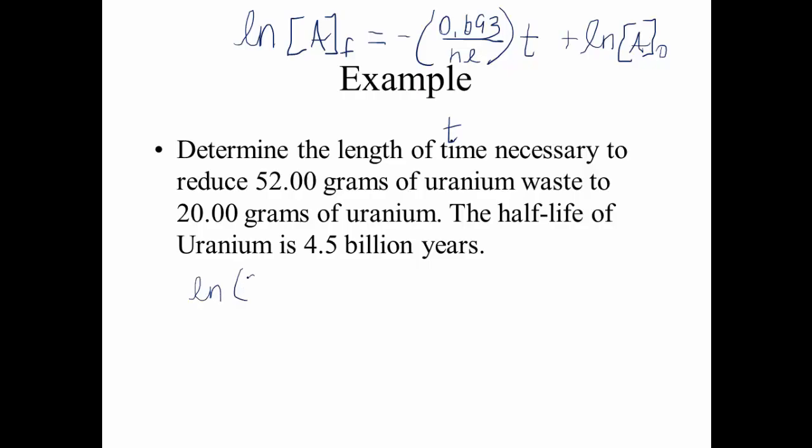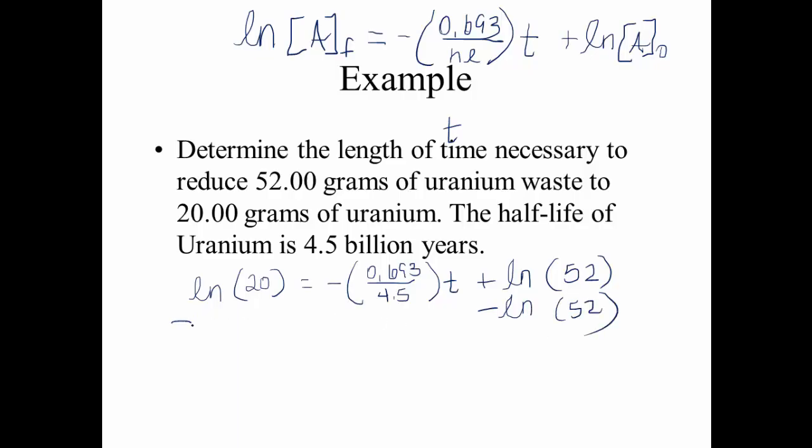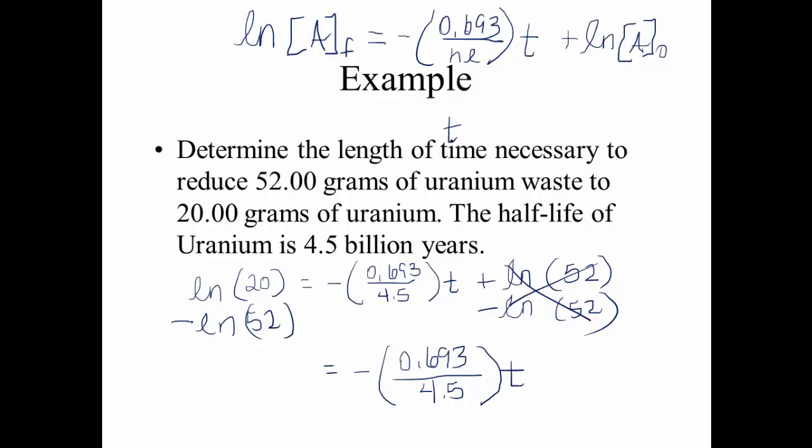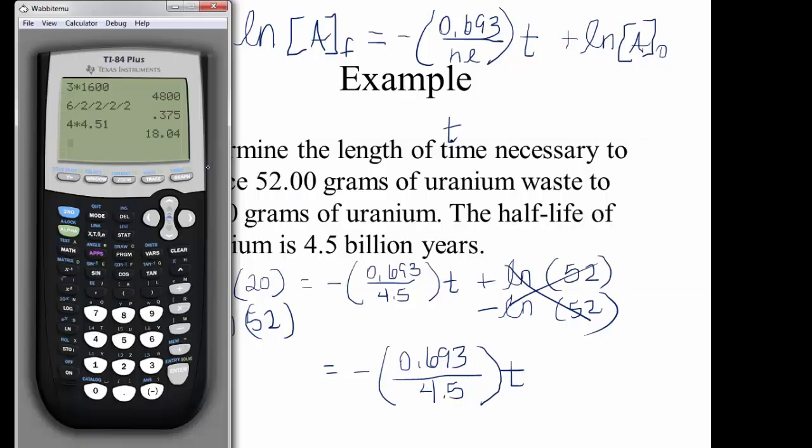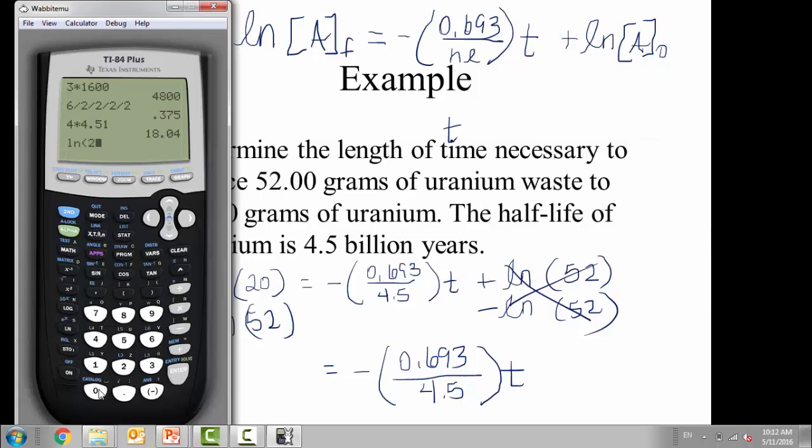So the natural log of my final amount, 20, equals negative 0.693 over 4.5, T for time, plus the natural log of my initial amount, which was 52. So I'm trying to solve for T, get it by itself. So my first step is going to be to subtract the natural log of 52 from both sides. So that goes away. So I'm going to have the negative 0.693 over 4.5 times time equals whatever natural log of 20 minus natural log of 52 is. So I'm going to go to my calculator and do that subtraction. Natural log of 20, close parentheses, minus the natural log of 52.